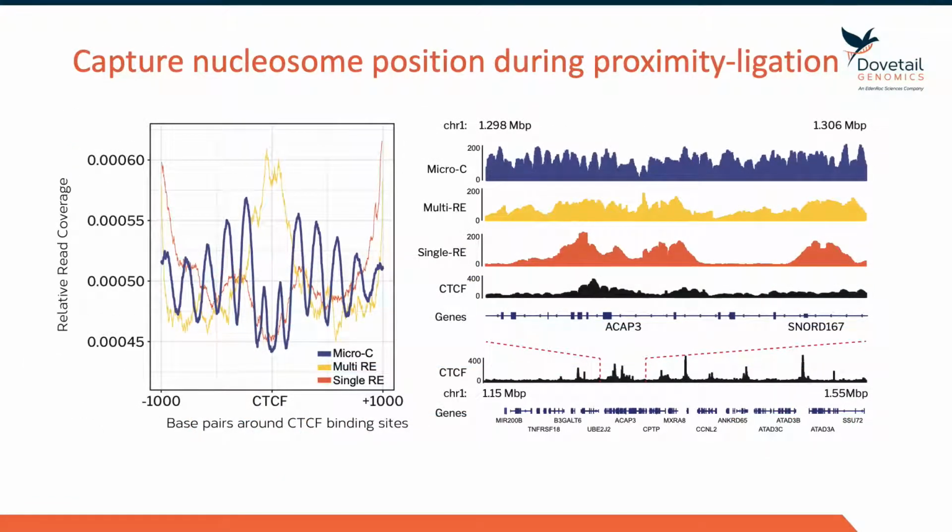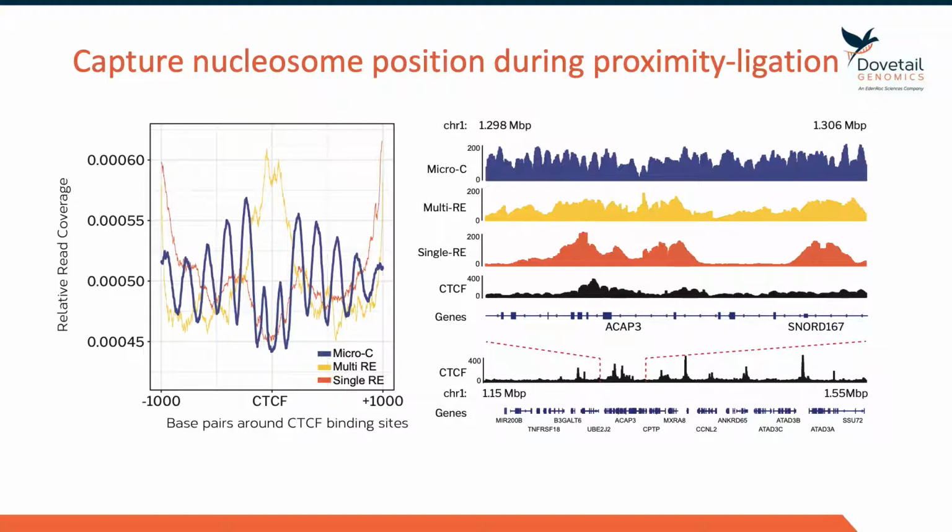What this enables us to do is to phase nucleosomes during a Hi-C reaction. So if you look at the image on the left, what you see is a metagene analysis of the average coverage across many CTCF sites between Micro-C and restriction enzyme-based approaches to Hi-C. Now, if you look at the blue line, which is the Micro-C data, you see this oscillating pattern as you move away from a CTCF site.